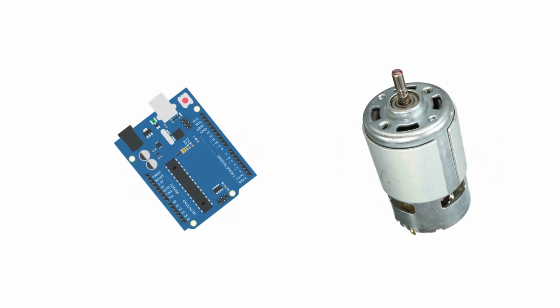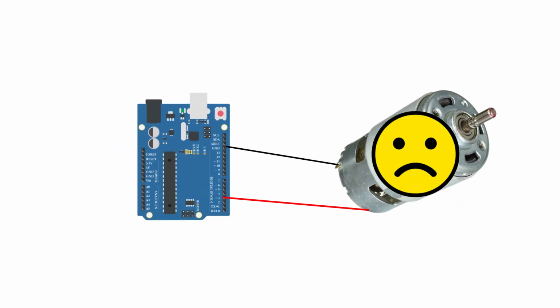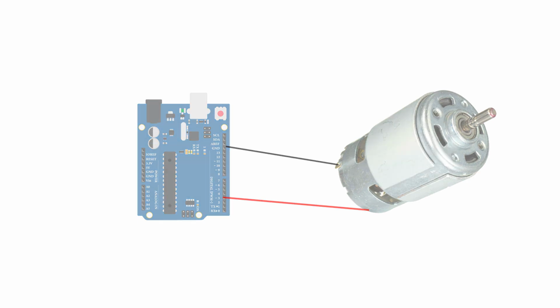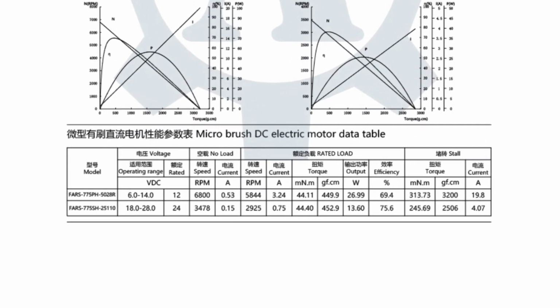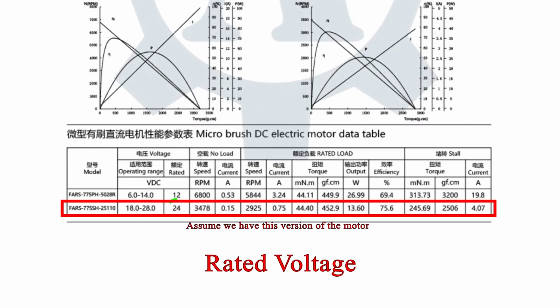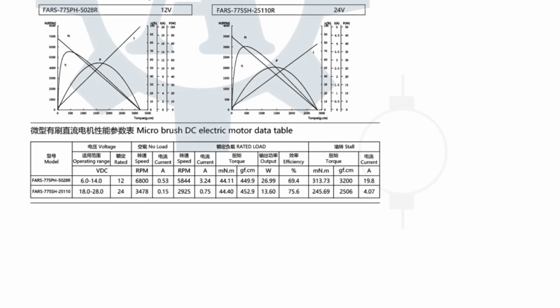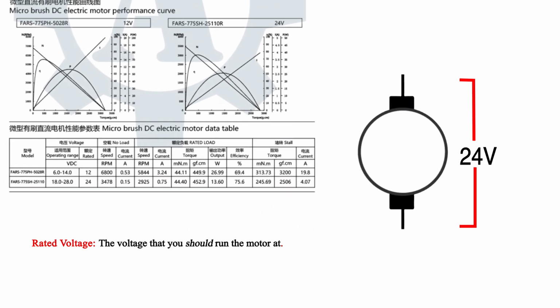However, we cannot simply connect a motor to the output pin and expect things to work, because motors consume quite a bit of power. Let's take a look at the datasheet of a typical motor. As an electrical engineer looking at motors, we are only really concerned with three numbers: its rated voltage, rated current, and stall current. The rated voltage is the voltage at which the motor was designed to run at.